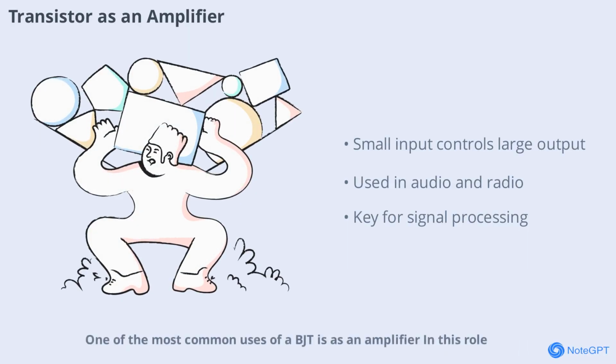One of the most common uses of a BJT is as an amplifier. In this role, a small input signal at the base is used to control a much larger current flowing from the collector to the emitter. This allows weak signals to be amplified and made strong enough for further processing or output. Amplifiers are found in radios, televisions, and audio equipment.